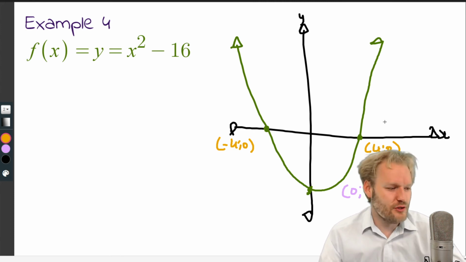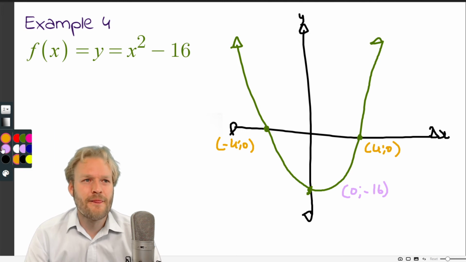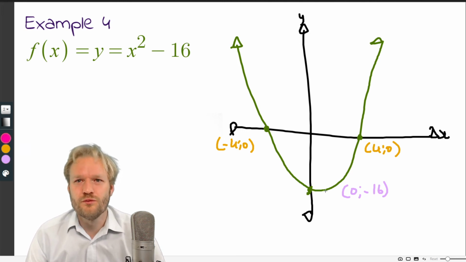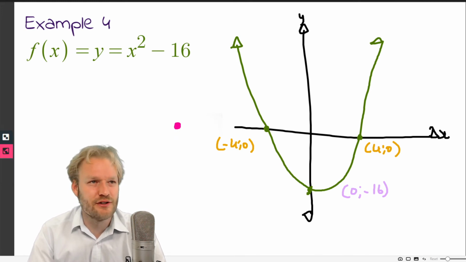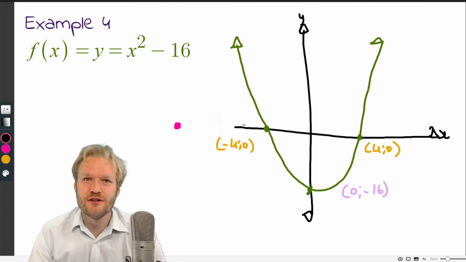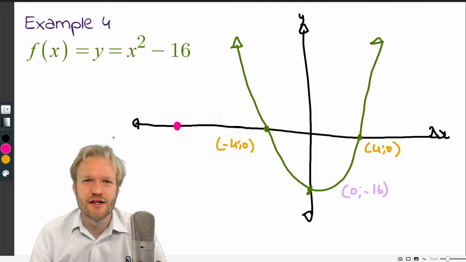Okay, let's do our what was x is y, what was y is x. So here we're going to say (0, -16) is going to change to (-16, 0). So it's going to be down here, and we probably need to extend our axis a bit. So this goes like that. No worries. And it goes there, and we say that's (-16, 0).